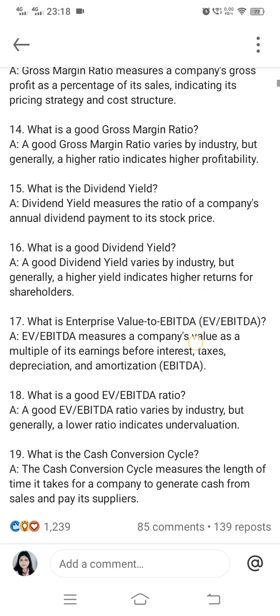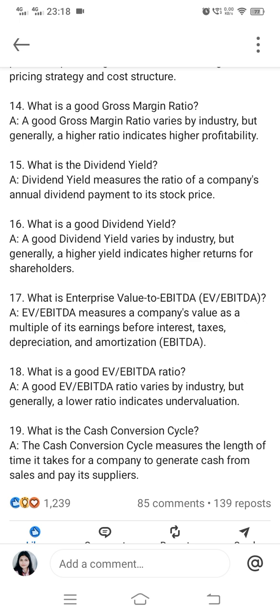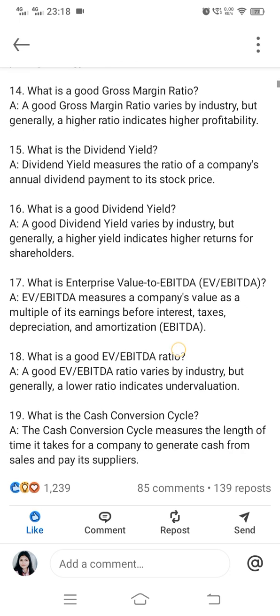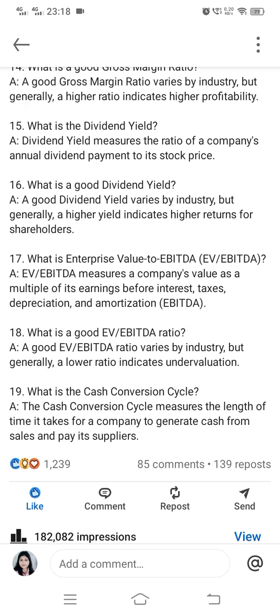Now comes 14th question, what is a good gross margin ratio? So a good gross margin ratio varies, but generally a higher ratio indicates higher profitability. So it's always good to be on the higher side, but sometimes as per the industry it may vary. Now comes 15th question, what is dividend yield? So dividend yield measures the ratio of the company's annual dividend payment to its stock price.